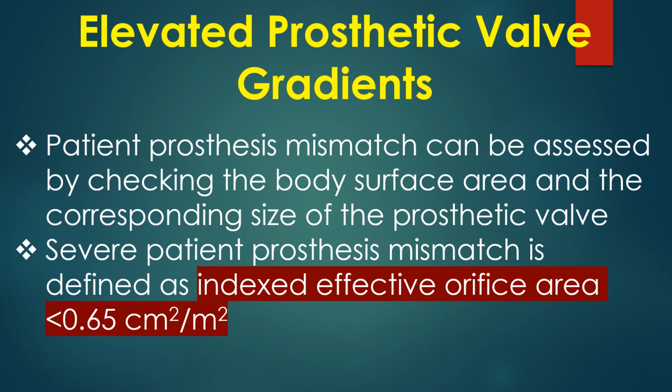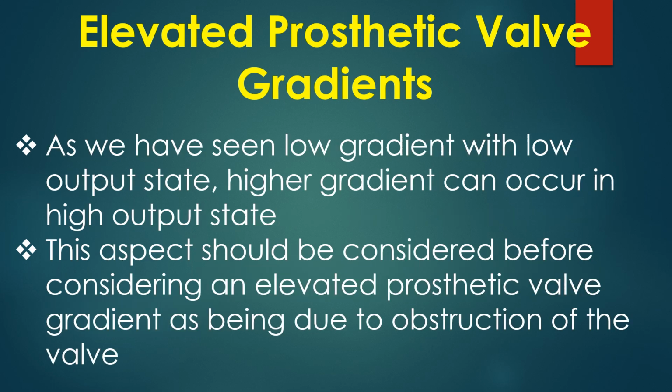Severe patient prosthesis mismatch is defined as indexed effective orifice area less than 0.65 square centimeter per square meter body surface area. As we have seen low gradient with low output state, higher gradient can occur in high output state. This aspect should be considered before considering an elevated prosthetic valve gradient as being due to obstruction of the valve.